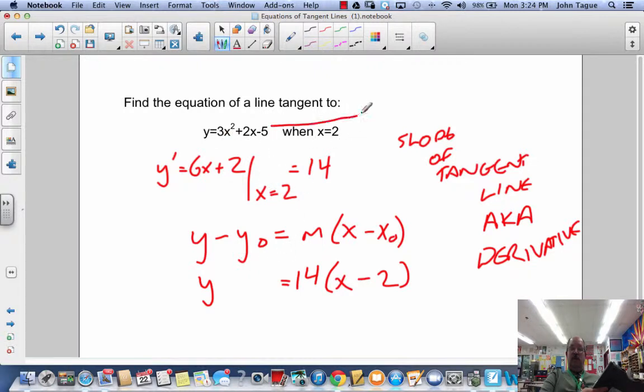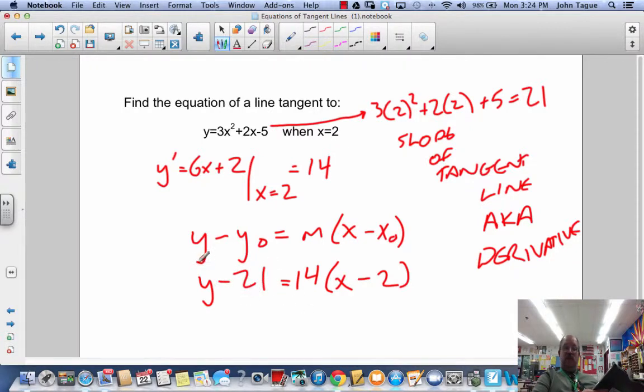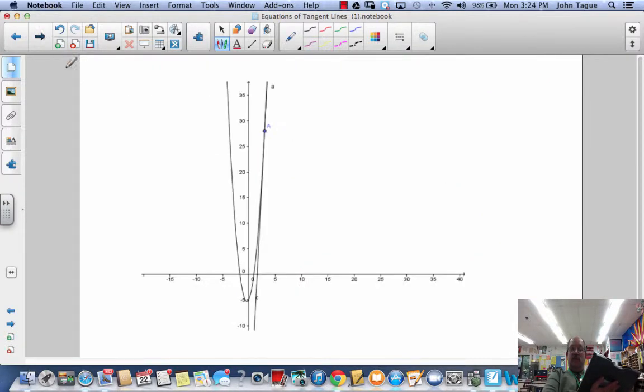So I take this over here, 3 times 2 squared plus 2 times 2 plus 5. 2 squared is 4, 3 times 4 is 12. 12 plus 4 is 16, plus 5 equals 21. So I'm just going to write y minus 21 equals 14 times x minus 2. So that is the equation of the line tangent to that one when x equals 2. Okay. So that's it right there.